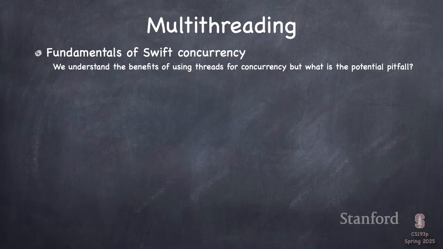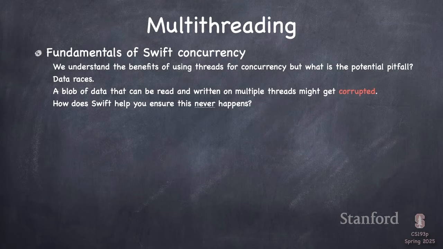We know the benefit of concurrency is I can be doing something that takes a long time in one thread while I'm doing the UI, which I need to be responsive, in another thread. That's really a big benefit. But what's the downside of it? Data races are the downside of it.